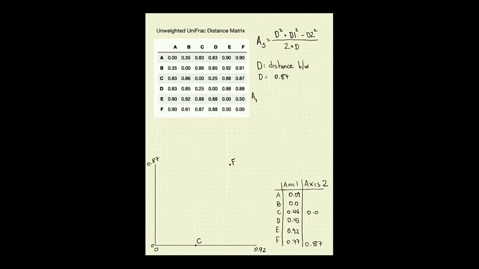So again, we'll do A, and that is going to be D squared, and so this time D changes, and so now it's 0.87 squared plus the distance between A and C, and so the distance between A and C is 0.83, so 0.83 squared minus the distance between A and F, and so A and F is 0.90, so 0.90 squared, all over 2 times 0.87. And so I'm going to compute this off screen.